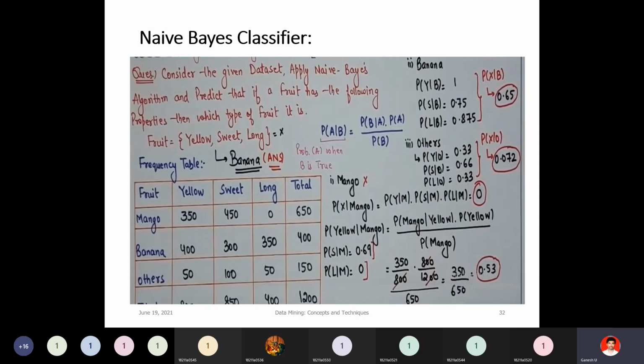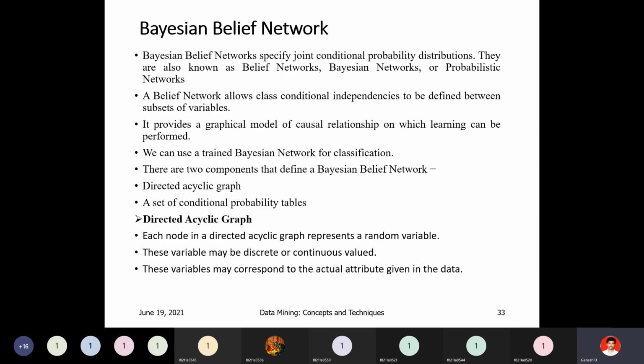I hope you understood. Classification we can do by using a decision tree. Classification we can do by using the naive Bayes classifier. These are the two methods we have seen till now. Now we will see the Bayesian belief network. What is a Bayesian belief network? A Bayesian belief network specifies joint conditional probability distributions. They are known as belief networks, Bayesian networks, probabilistic networks.